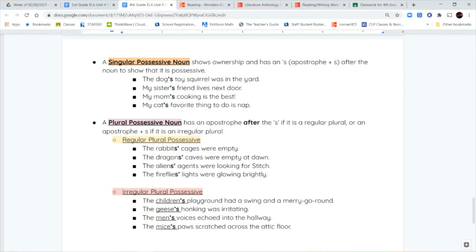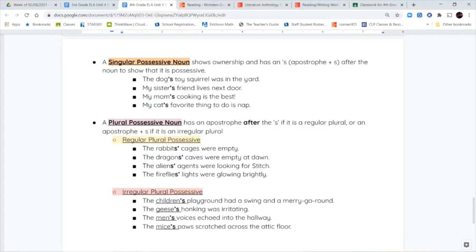If I say, my sister's friend lives next door, I'm talking about one sister and her friend that lives next door. My mom's cooking is the best. So I'm talking about the cooking of my mom. I've only got one mom. Or my cat's favorite thing to do is nap. So I'm talking about the favorite thing or favorite hobby of my one cat.